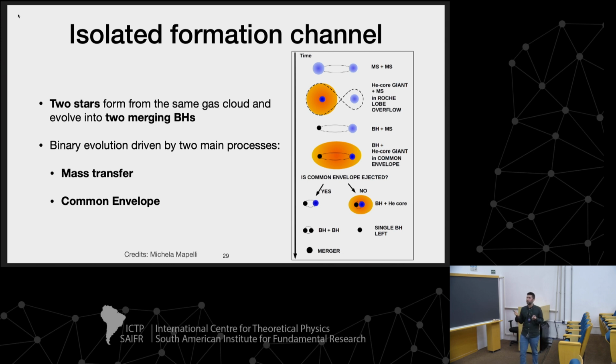Common envelope evolution, and then you can ask, is the common envelope ejected? If yes, you have a black hole and the core of the other star orbiting each other that can actually produce two black holes that can merge. So this is the general idea of this formation channel. You have two massive stars, mass transfer, common envelope, in the simplest possible way. These are at least the two main processes that you need.